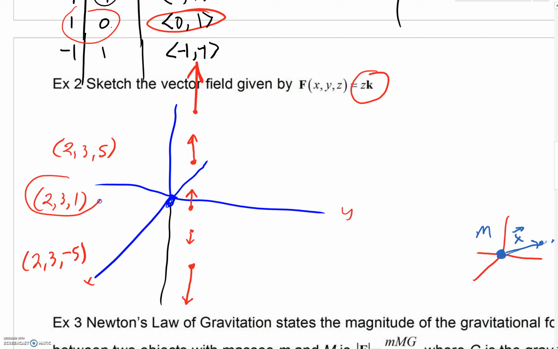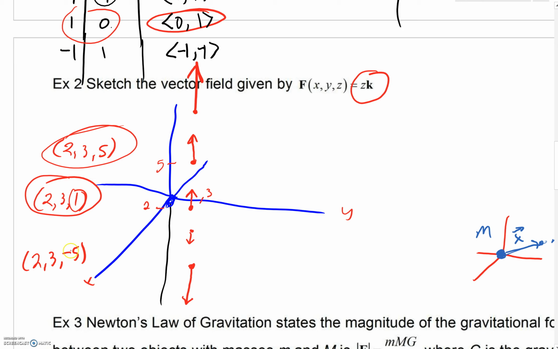So take a look. I just drew some general points, like 2, 3, 1. So maybe we'll go 2 steps in the x direction, 3 steps in the y, and then we're going to move up 1 step. Well, your arrow will be a length of 1. By way of comparison, if you went to 2, 3, 5, up here would be 5, and all of a sudden the length of this arrow would be 5. And once you get taller and taller, that arrow will lengthen.